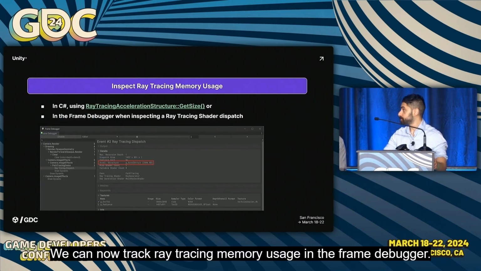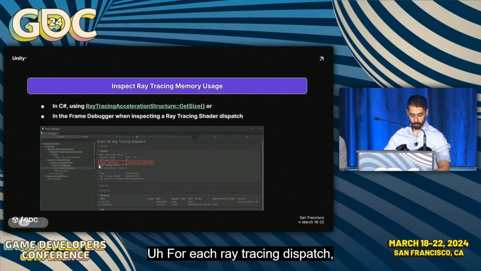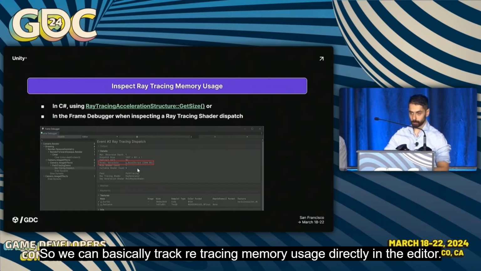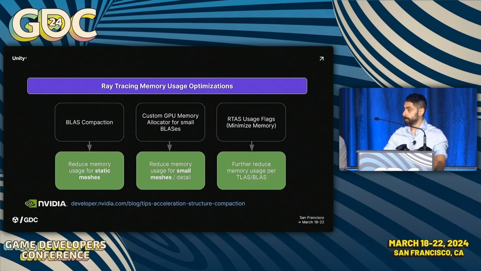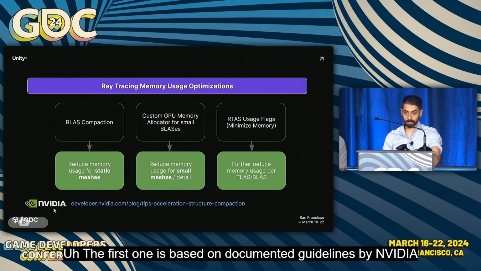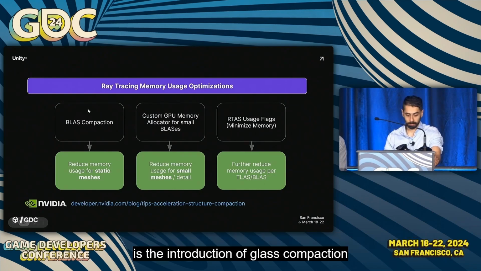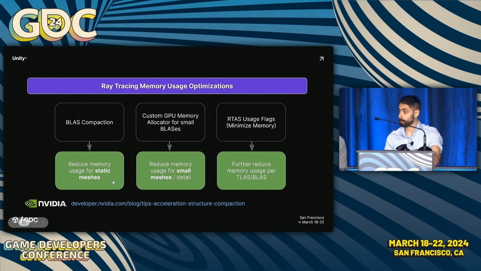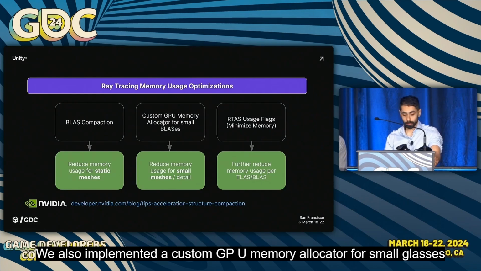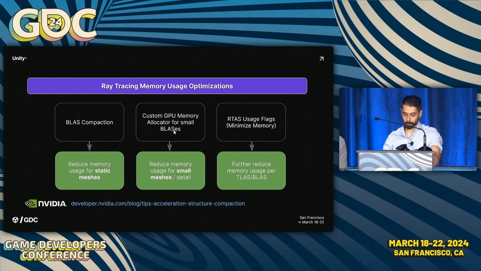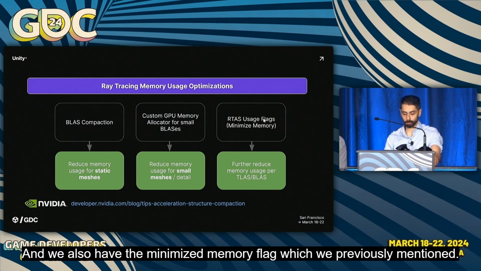We can now track ray tracing memory usage in the frame debugger. For each ray tracing dispatch, we will now display the acceleration structure size. So we can track ray tracing memory usage directly in the editor. And to actually reduce memory usage, we implemented a bunch of key optimizations. The first one, based on documented guidelines by NVIDIA, is the introduction of BLAS compaction, which reduces memory usage for static meshes. We also implemented a custom GPU memory allocator for small BLASes to reduce the memory usage for small meshes and detail. And we also have the minimize memory flag, which we previously mentioned.